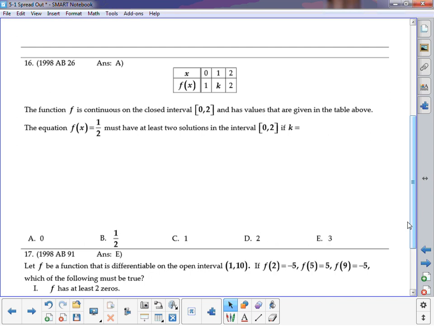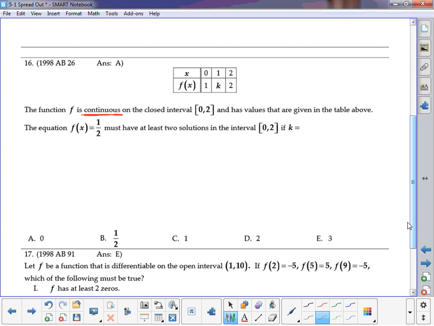Alright, so the function is continuous on the closed interval, 0 to 2, and has values that are given in the table above. The equation f of x equals 1/2 must have at least 2 solutions in the interval 0 to 2 if k equals what? Alright, so they gave us that the function is continuous. Did they give us anything about it being differentiable? No. So remember that IVT, MVT rules. IVT only requires continuity, and IVT is looking to see, do we hit that y value somewhere within the interval?